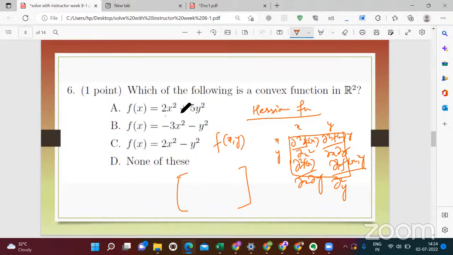If you differentiate it with respect to x, what will you get? 4x. No, 4, sorry, 4, not 2. And if you differentiate again, you'll get 4, right? So you'll get 4 here, and here and here you'll get 0. So you can directly write whatever you are getting.